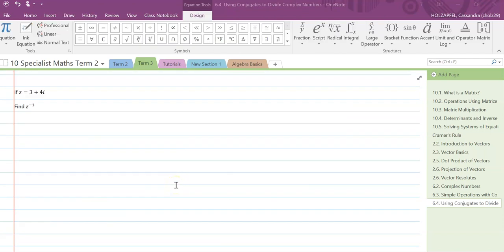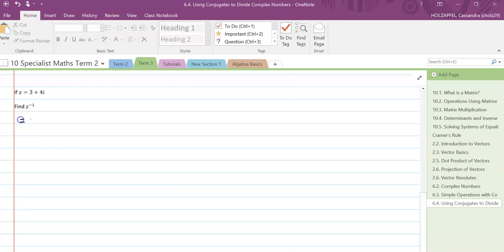If z is equal to 3 plus 4i, find the inverse of z. So remember, when we have something that's to the power of negative 1, that's the same as saying 1 over 3 plus 4i.